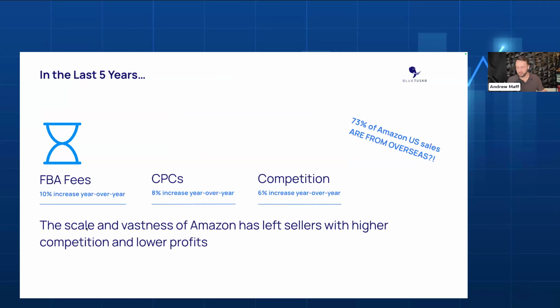So over the past 5 years, Amazon has increased their FBA fees by an average of 10% year over year. CPCs have averaged an increase of 8% year over year, and competition has averaged an increase of 6% year over year. Interestingly enough, at Prosper this year, I was able to have a similar conversation, and I got lucky/unlucky enough to do the conversation right next to Amazon's booth, where I'm basically telling people to diversify.